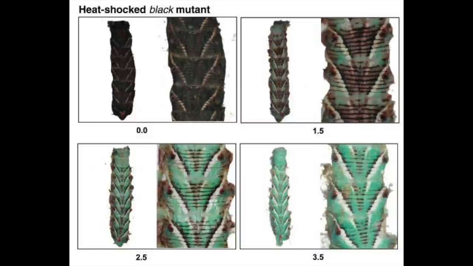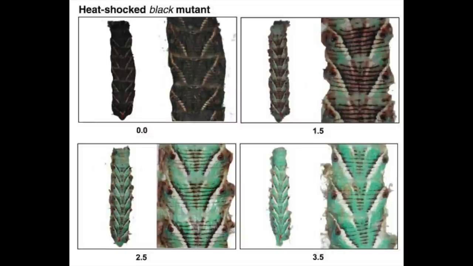Okay, so here's a protocol. You take a bunch of black mutant Manduca larvae and you heat shock them. So then you score the resultant larvae for color. If they remain black, they get a 0. If they switch totally to green, they get a 4. So this little diagram illustrates their color scale that they're using. This response is variable.